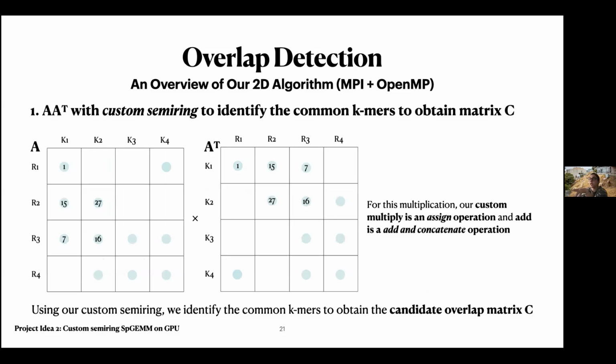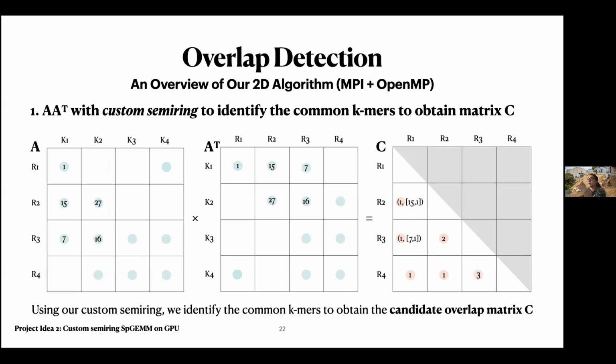So what we obtain in our candidate overlap matrix C is a read by read matrix, like a sequence by sequence matrix, where the non-zero is the number of shared k-mers and the position of those k-mers on both reads.